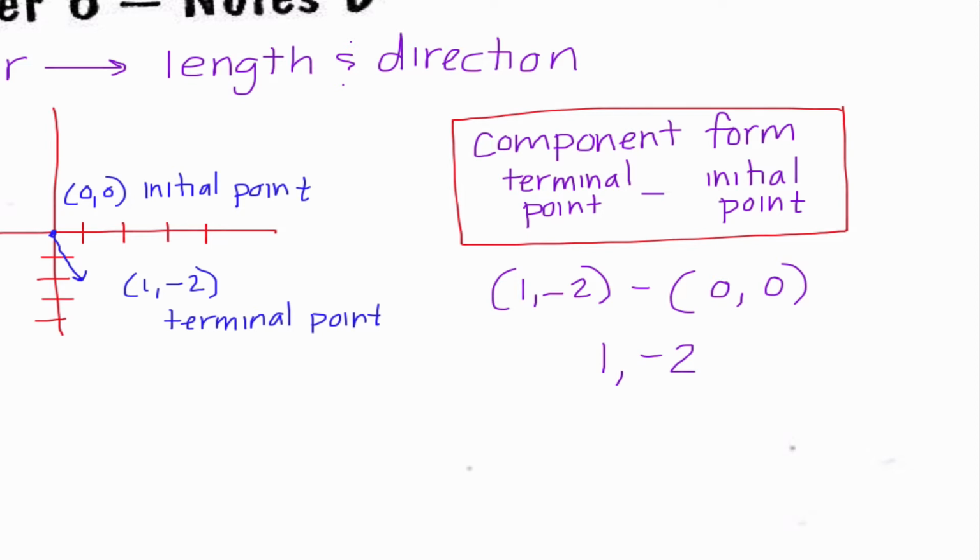Now with component form, this is not an ordered pair. So we use these little brackets that look like less than and greater than signs to represent component form. So 1, negative 2 is really just telling us that we're going to the right one and we're going down 2. It's not necessarily a point of 1, negative 2, though it is in this case, but it's really telling us what the vector is doing. It's telling us the direction of the vector. We haven't talked about length yet, but direction is definitely shown in our component form.